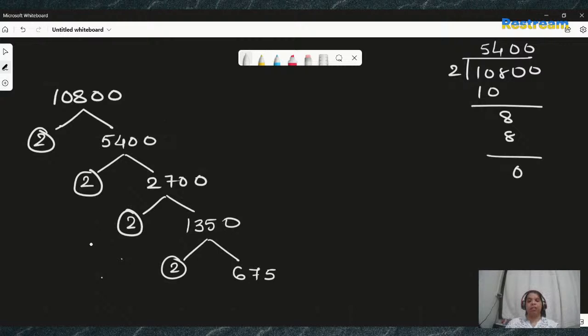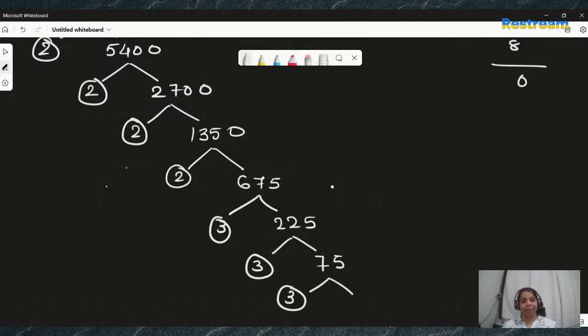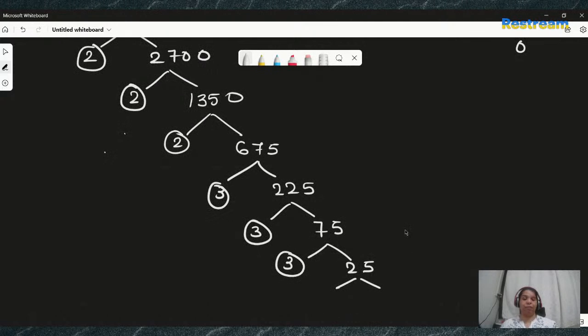So let's say 6 plus 7 is 13, plus 5 is 18. So this number is definitely divisible by 3. So we are going to do 3 times 225. Now this number is also again divisible by 3. So we are going to get 75. Now this number is again divisible by 3. We are going to get a 25. And then we are going to get our favorite little 5s. 25 is 5 times 5.